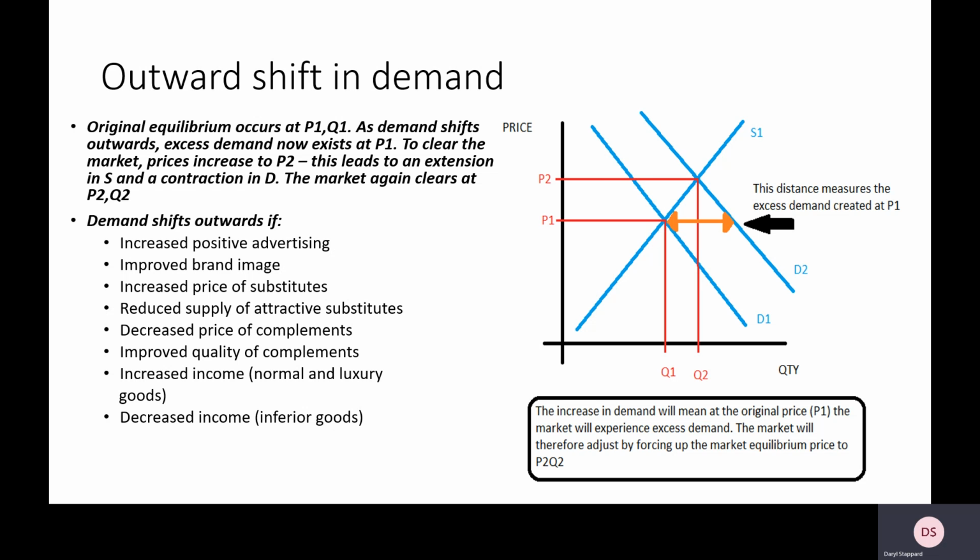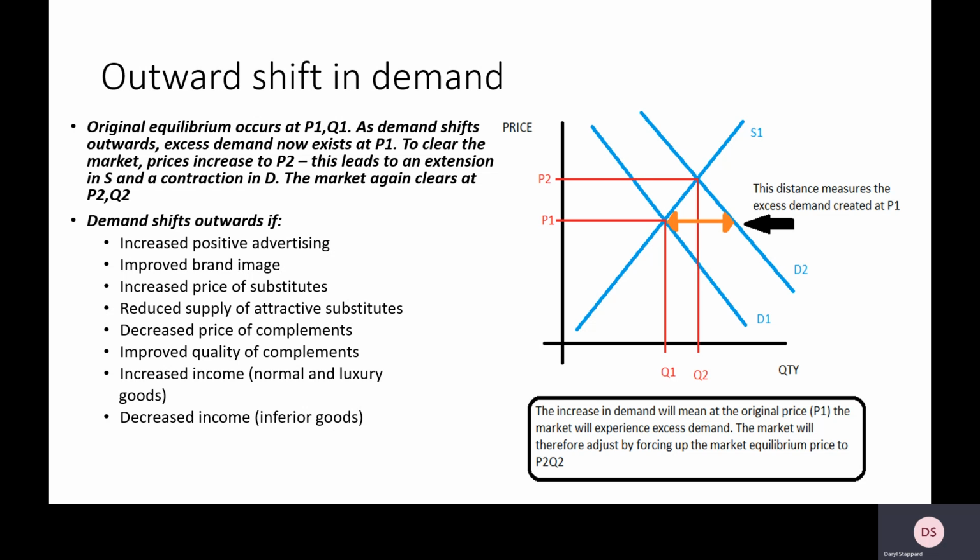Now, look what happens, everyone. When the demand shifts outwards, we're going to get a new market equilibrium point at price 2, quantity 2. So when demand moves outwards, the impact on the market will be that price levels will increase and the quantity being demanded and sold will also increase. Now, look at that orange arrow, though, as well.